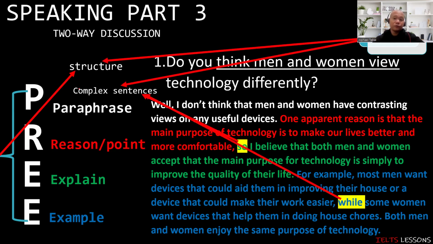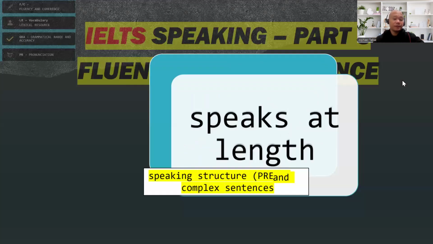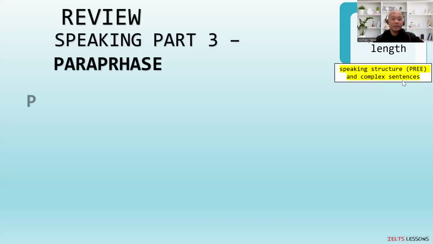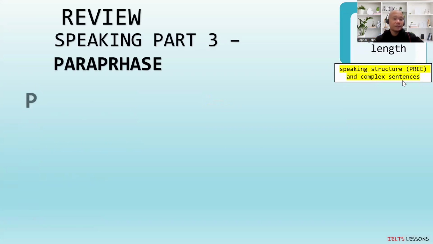We have here the use of complex sentences. So that's how the candidate speaks at length. Okay, so that is a second criteria for speaking part three. Now, the third criteria here is, again, for speaking at length, the main criteria here is to paraphrase.